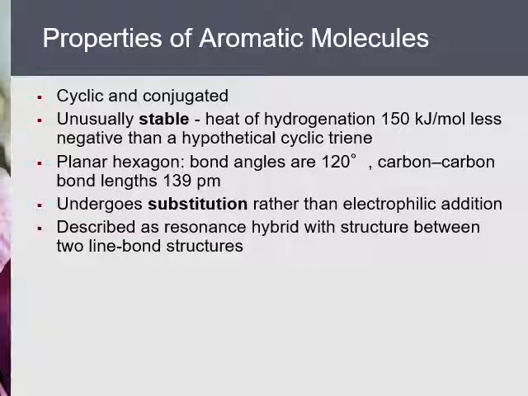In summary, benzene is cyclic and conjugated. It is unusually stable. It has a planar structure, and it undergoes substitution reactions instead of electrophilic addition reactions as seen in double bonds. Now, these properties are not only possessed by benzene, but also by many other molecules. So if a molecule has these properties, this molecule is aromatic.